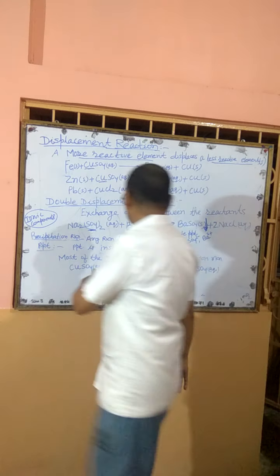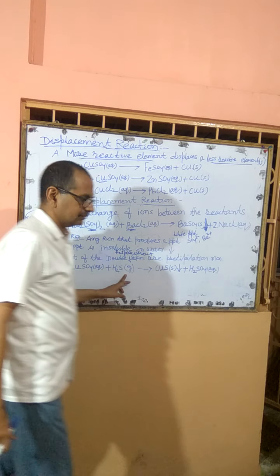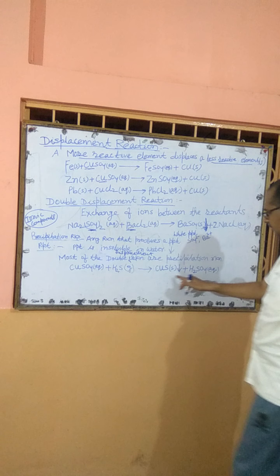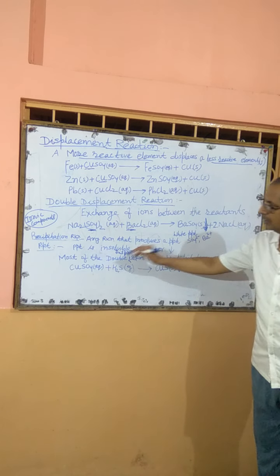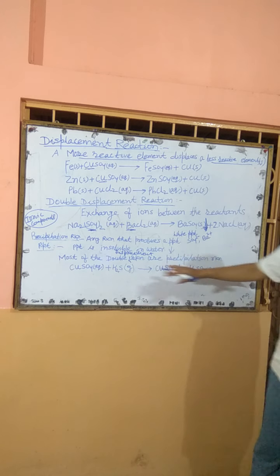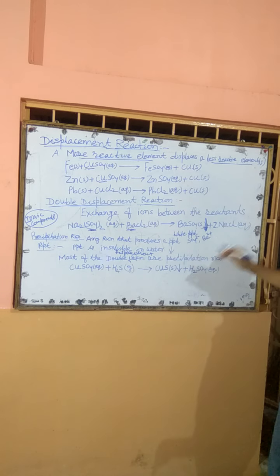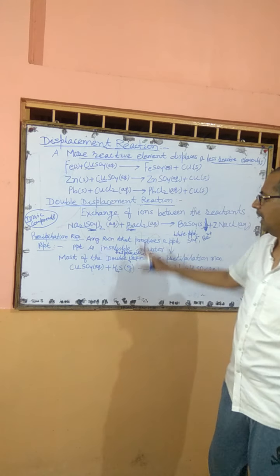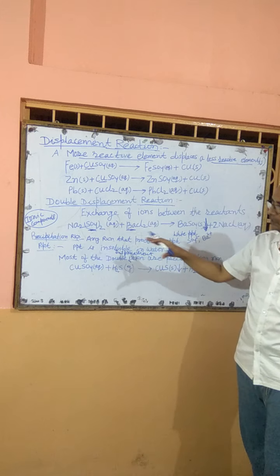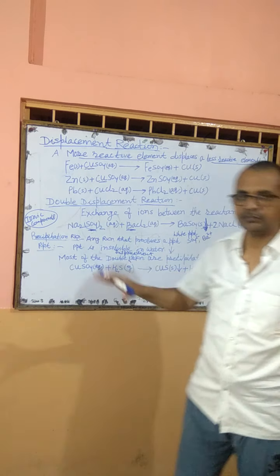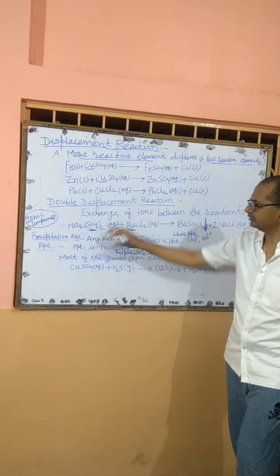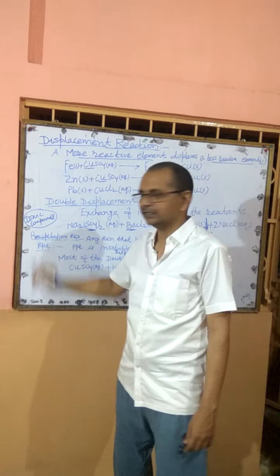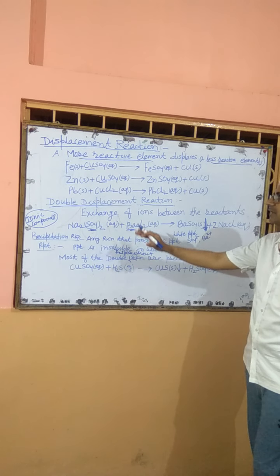Now CuSO4 in aqueous form and H2S in gas form gives CuS, the precipitate of CuS, and H2SO4 aqueous. So a precipitation reaction is a reaction in which a precipitate is formed, and this precipitate is insoluble in water. Generally, double displacement reactions are precipitation reactions. Both the compounds are aqueous, they are ionic compounds, and there is an exchange of ions.